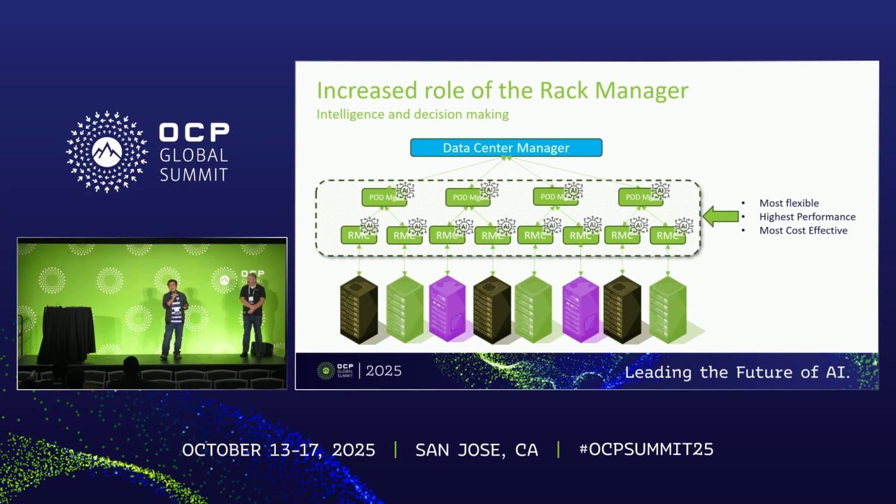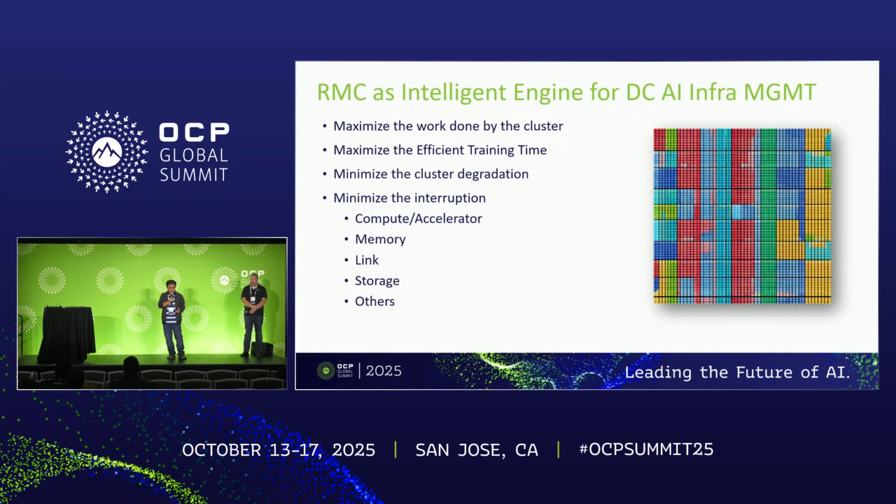My name is Han Wang, and I'm currently with the Meta hardware infrastructure team. I'm also a co-leader of the OpenRMC project. I would like to share some experience, and just as Brian talked about, we are gradually positioning RMC as a sweet spot, as an intelligent engine for DC AI infrastructure, lower level hardware management.